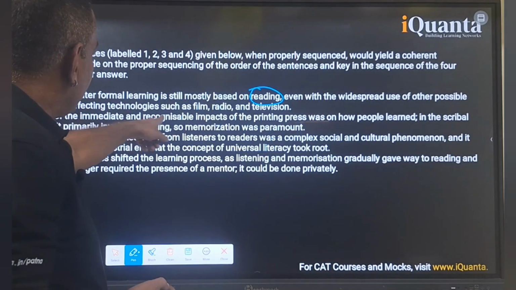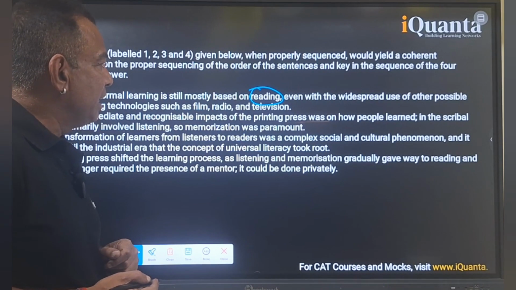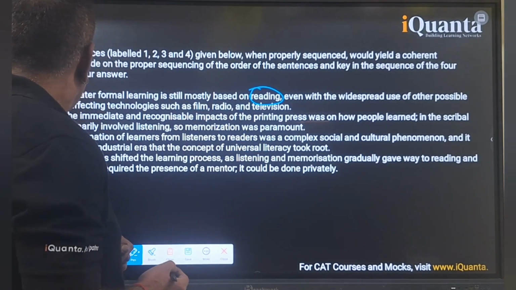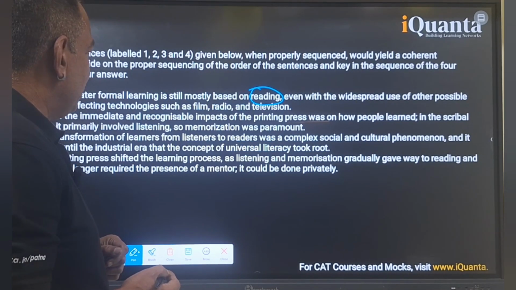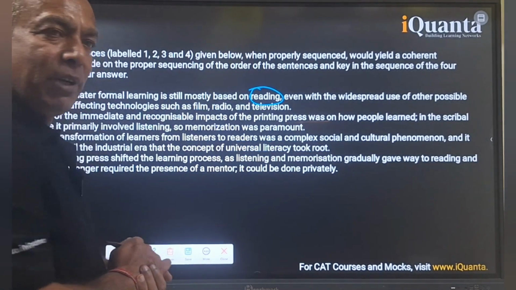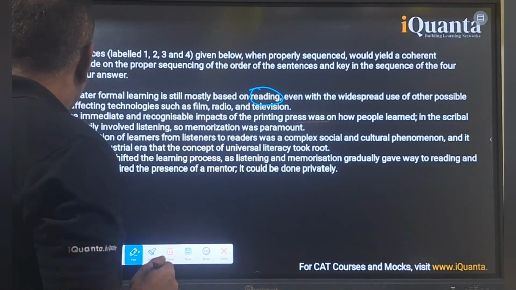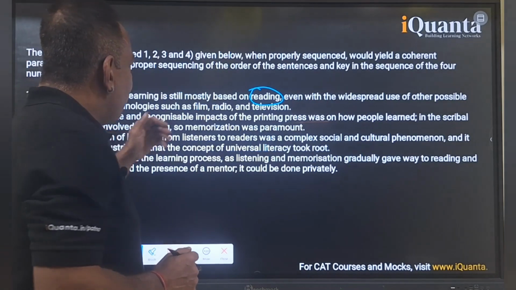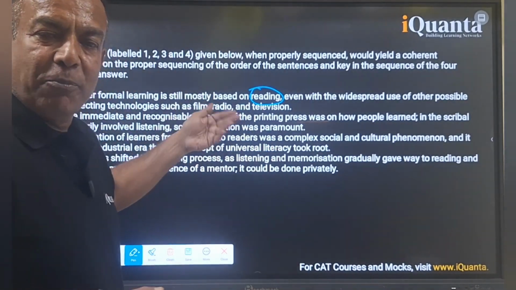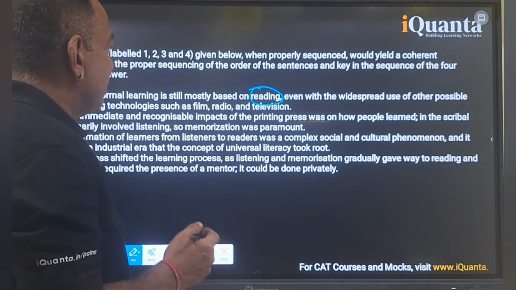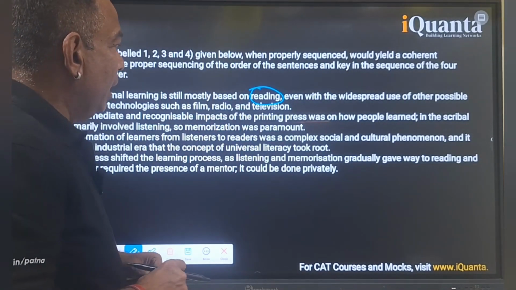Number 2, one of the immediate and recognizable impacts of the printing press was on how people learned. In the scribal culture, it primarily involved listening. So memorization was paramount. Now here we have a few words that you should know. They're interesting words. So what's the impact of the printing press? It is talking about the impact of the printing press, and what was the impact on the people, right? And how people learn.